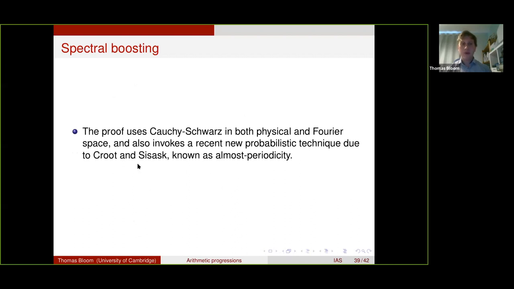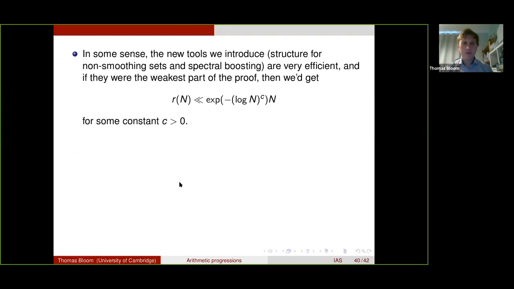The proof of spectral boosting uses the Cauchy-Schwarz inequality in both the physical space and the Fourier space, and you have to bounce between them. It also makes very crucial use of almost periodicity, which is a new technique introduced in additive combinatorics, I think around 2010, by Croot and Sisask, a sort of probabilistic sampling entirely in physical space. So I won't discuss the proof of the spectral boosting at all here.